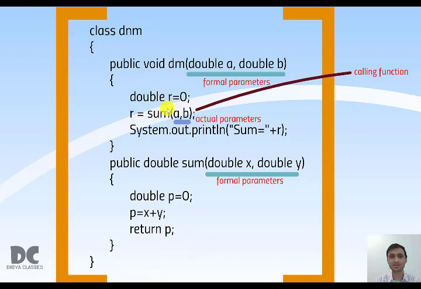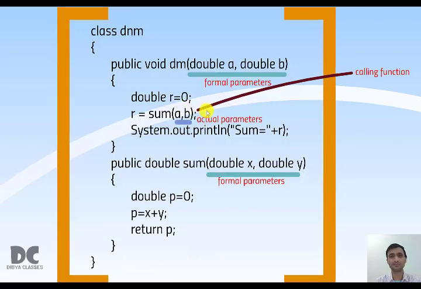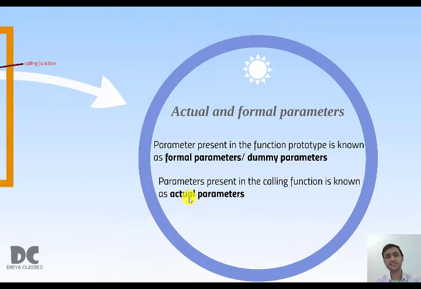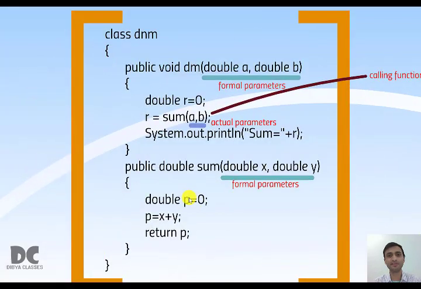The function DM is calling the function sum. So the parameter present in the calling function is called the actual parameter. It is very easy to remember the definition by just understanding where it is written in the program. Formal parameters are present in that public void line, and the actual parameter is present in the function where you are calling another function. Simple to remember. Okay, so today we learned about what is a function prototype.